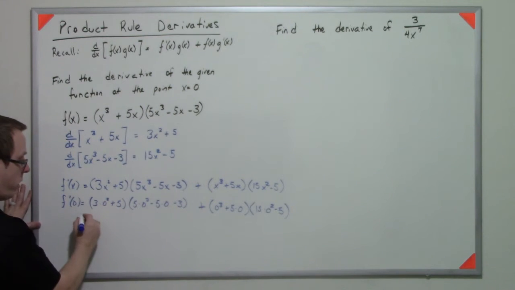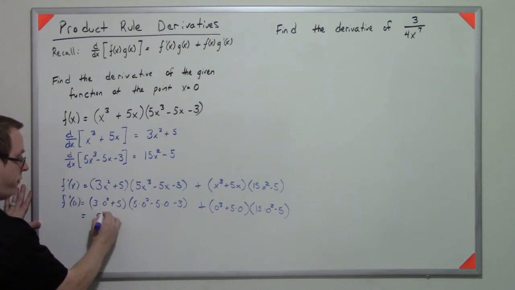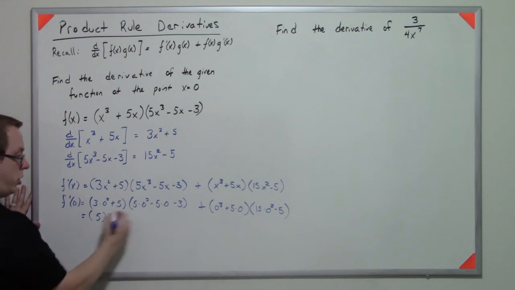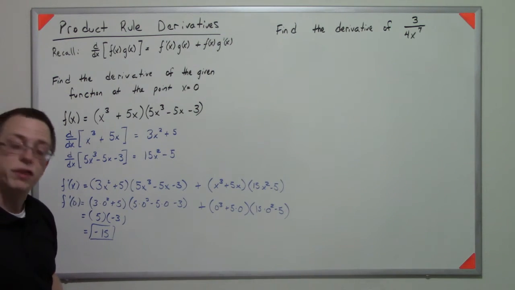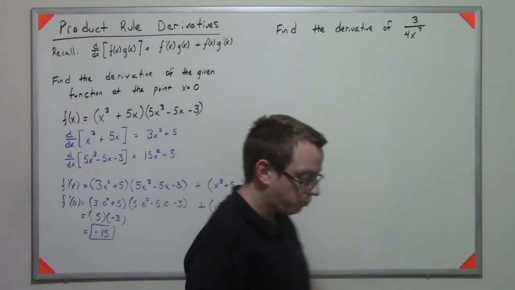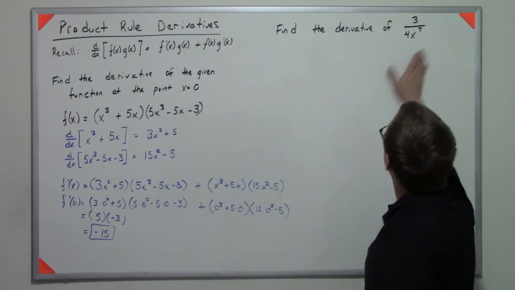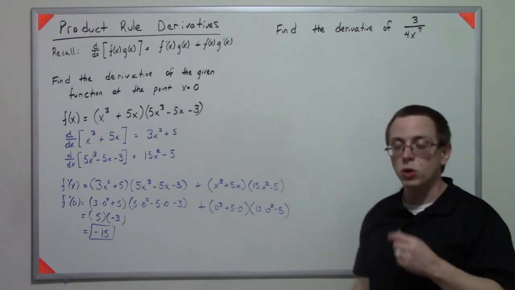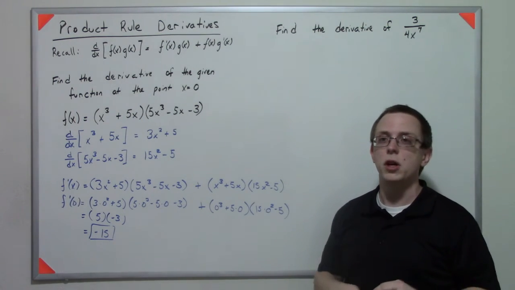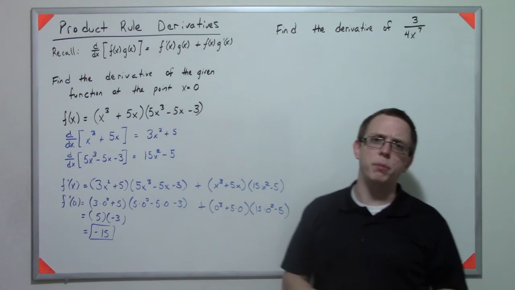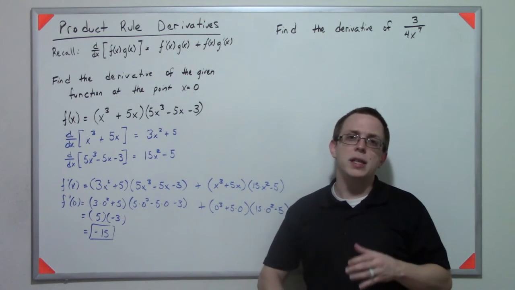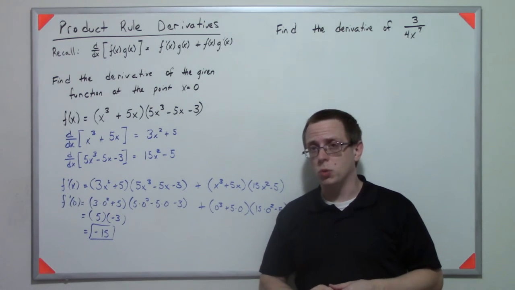Over here, the 3 vanishes, so we're left with a 5. Vanish, vanish, negative 3. And we're left with a negative 15. Now over here, we have to find this derivative. And we're going to learn techniques about how to find derivatives for fractions as we come up, but it's important to realize that we can also do this with the product rule.